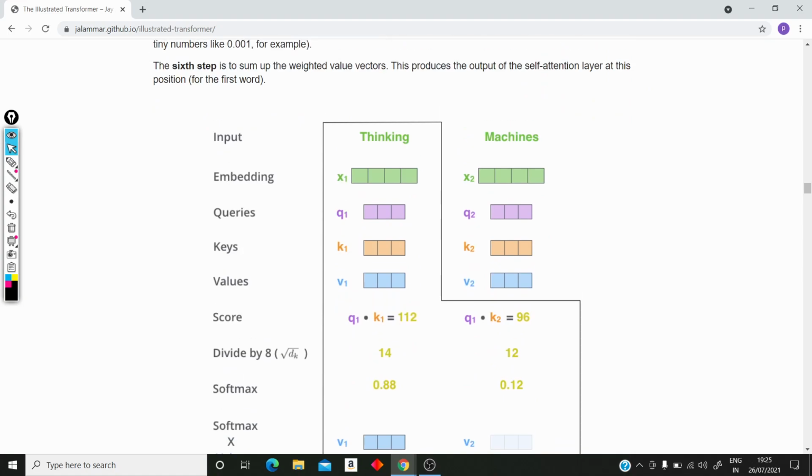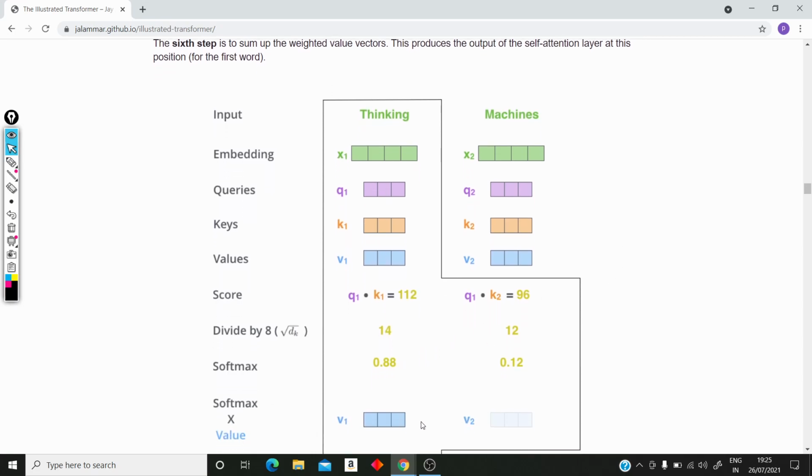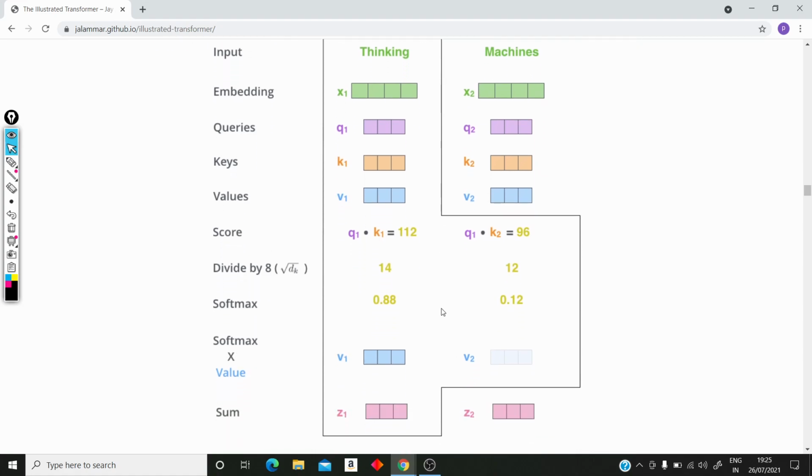What we are doing after that, the fifth step, is to multiply each. Until now we haven't used the value vector that we calculated. It's unused, but now it's time. Whatever softmax score we are getting, we are multiplying it with the values. Intuitively, if you pause here and think, whatever probability thinking has, the higher probability, we are multiplying v1. And what is v1? V1 is some vector that we get by multiplying with some random matrix, or some weights of the neural network.